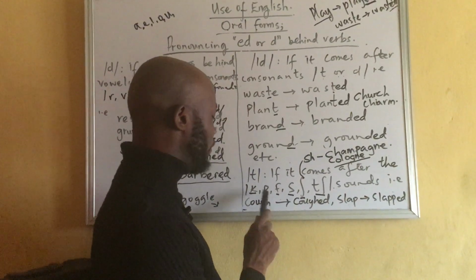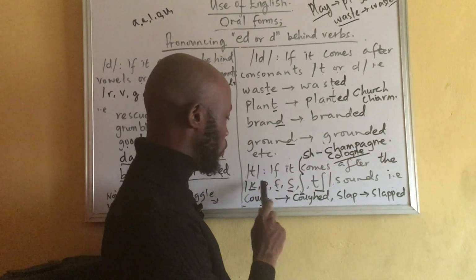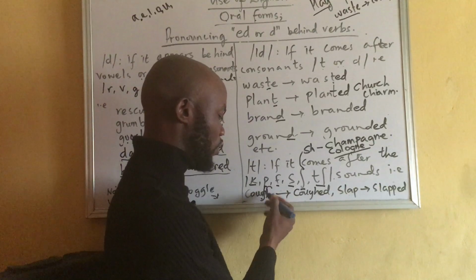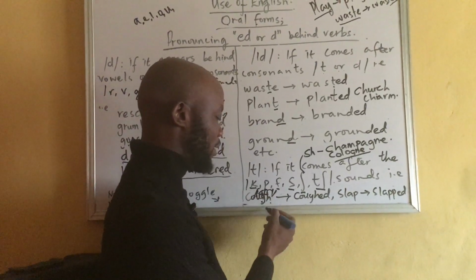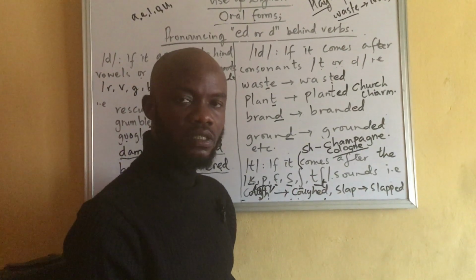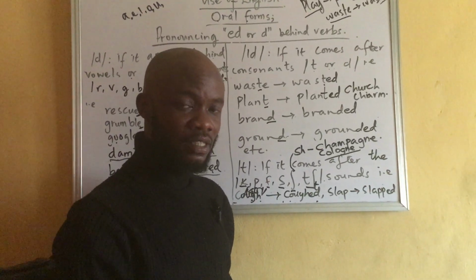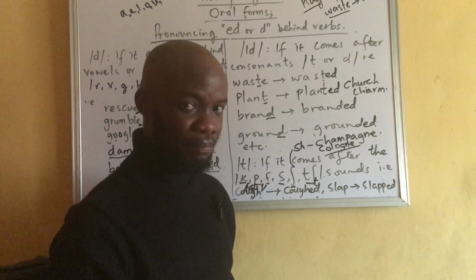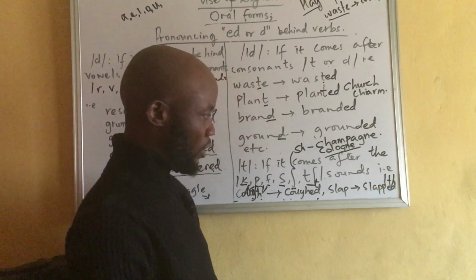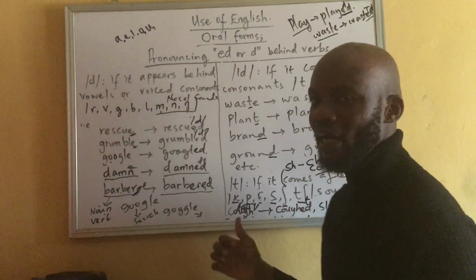All right, so if the ed or d comes after any of these sounds, then it will sound as what? T. For instance, this is cough. You know, this G and H gives you the f sound. It becomes cough, right? So the past tense will be what? Coughed. He coughed, and everyone was surprised. I told him to sit. He never did. Then I slapped. So the P-P-E-D will give you what? The T sound.